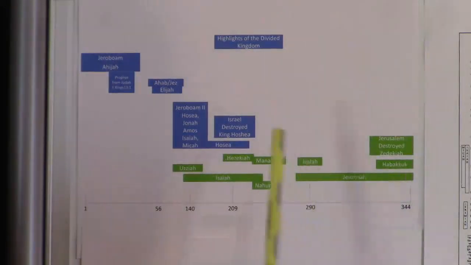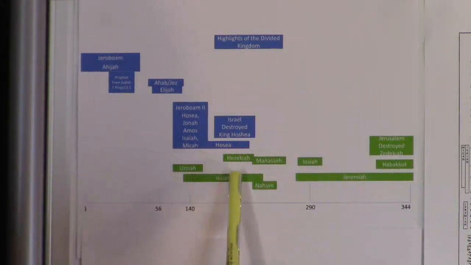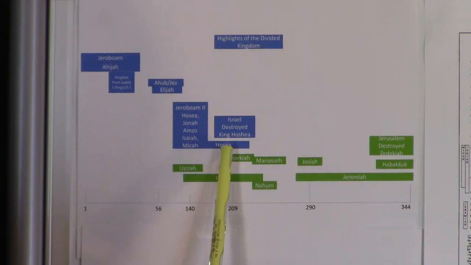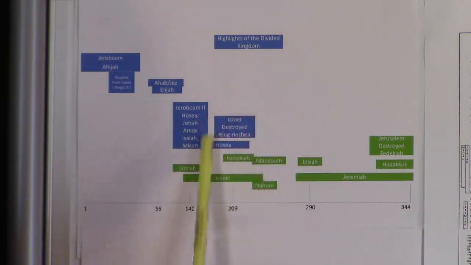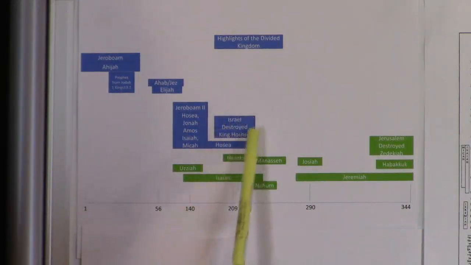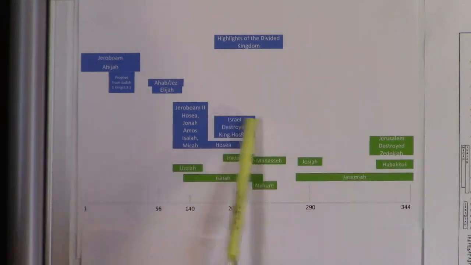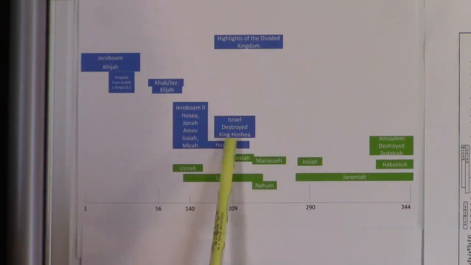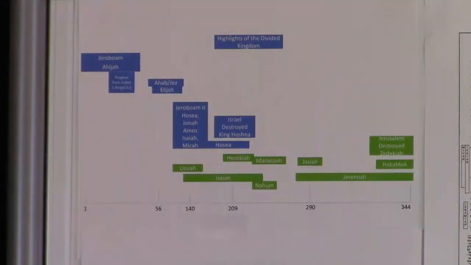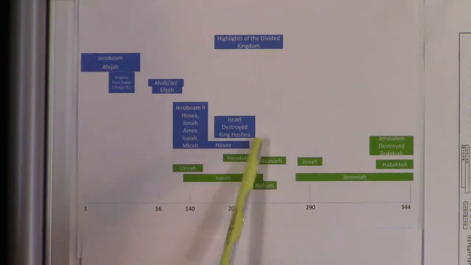And then at the same time, and I've already gone over this, while Hezekiah is king, Hosea is prophesying, as well as Isaiah, but now Israel is destroyed, destroyed in the time period of King Hosea. And it's interesting, the uniqueness of it, you have a prophet Hosea and a king Hosea.